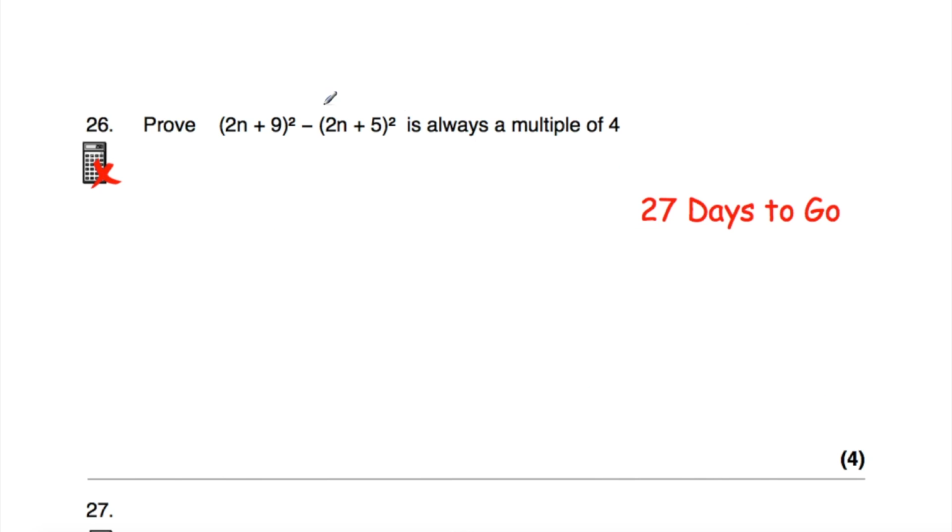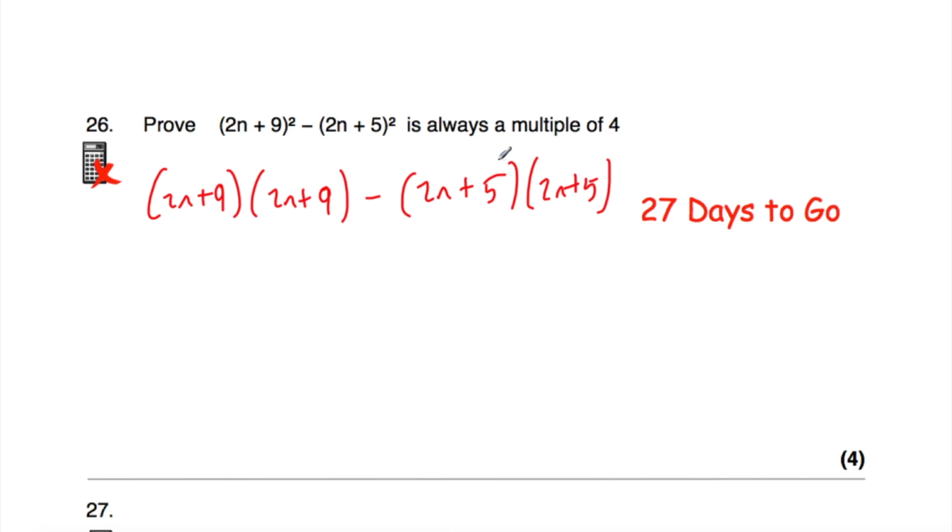Okay, question number 26. This is an algebraic proof. So we've been asked to prove that this is always a multiple of 4. So let's expand our brackets. I've written the brackets out beside themselves because whenever we're squaring something, we're multiplying it by itself. So we're going to do 2n times 2n is 4n squared. 2n times 9 is plus 18n. 9 times 2n is plus 18n. And 9 times 9 is 81, so plus 81.